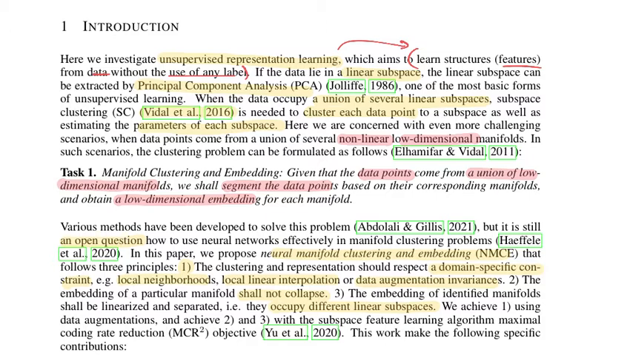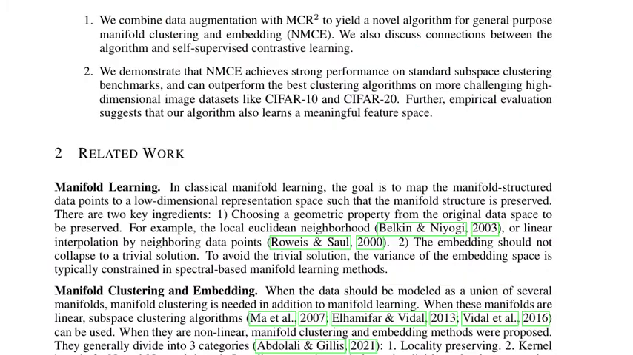In the article, to achieve the first, data augmentation is used, and the MCR2 algorithm is mostly used as an objective to achieve the second and third. Thus, the main contributions are combining data augmentation with MCR2 and exploring the connections between this algorithm and self-supervised contrastive learning, and also showing that empirical validation indicates that NMCE achieves a strong performance. And on more challenging tasks, mainly image recognition tasks on CIFAR-10 and CIFAR-20, it can outperform the best algorithms that are currently available, ensuring that the feature space or the semantic space that this algorithm learns is meaningful and interpretable.